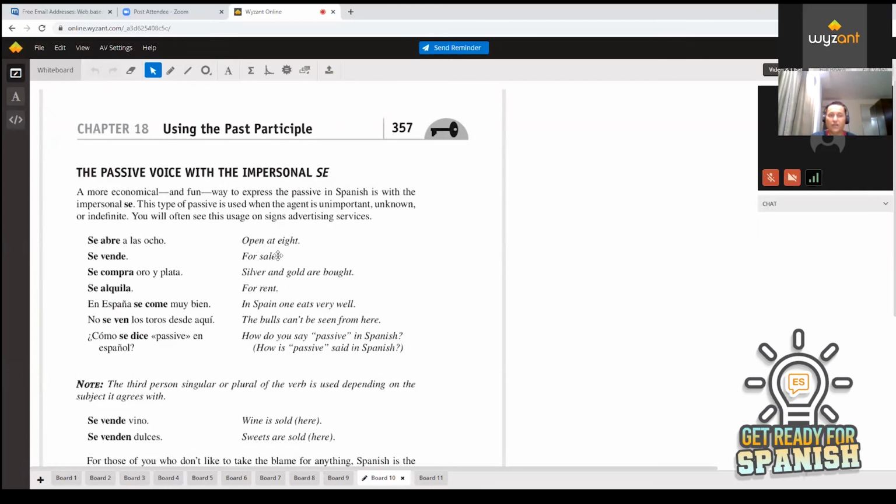For example, for sale. Who is doing that action? Oh, we don't know. And it doesn't matter. We know that this house or this car is for sale. Who is selling it is not important. We say se vende. Okay? Third person singular or plural, the verb is used depending on the subject. If you only have one thing that is for sale, se vende. If you have several things for sale, it will be se venden, the plural. Or se alquila, for rent. Who is renting that? It doesn't matter. Se alquila. How about in Spain, one eats very well. En España se come muy bien. Who eats very well in Spain?